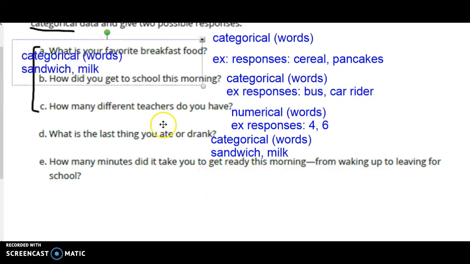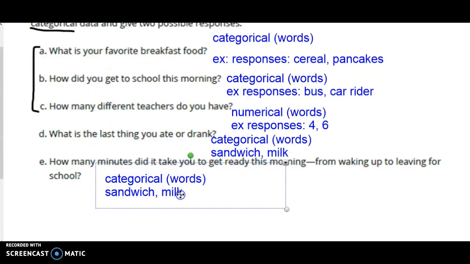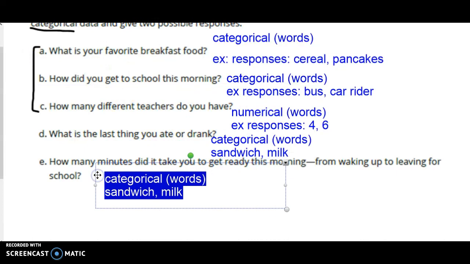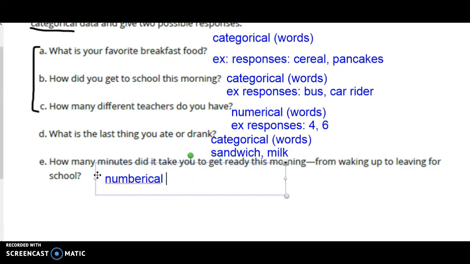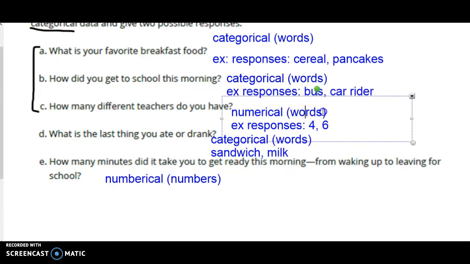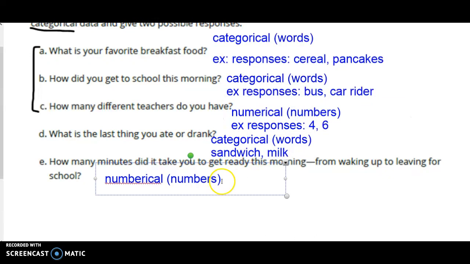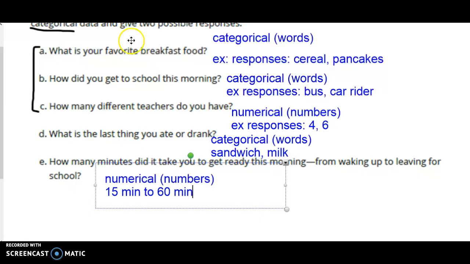How many minutes did it take you to get ready this morning from waking up to leaving school? Because it says how many, this is going to be numerical numbers. Ooh, I just got a mistake up here. This should have said numbers. Numerical numbers. I'm thinking some people, it might take them anywhere from maybe 15 minutes to 60 minutes.